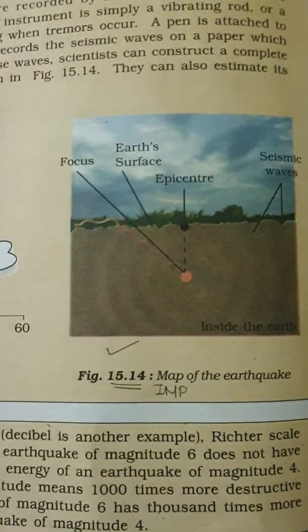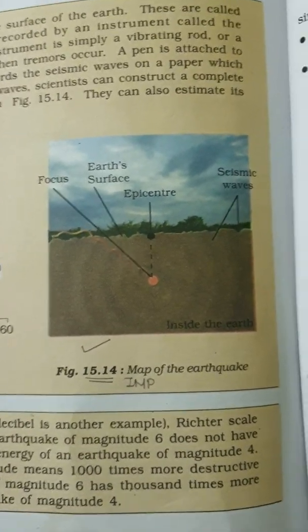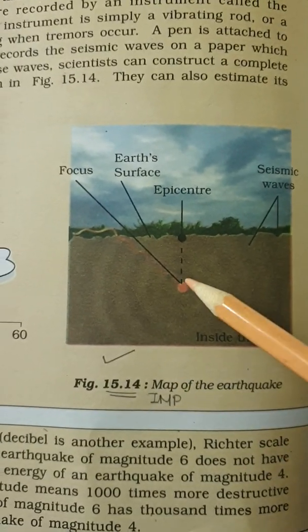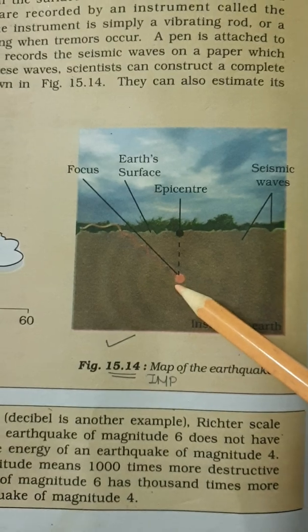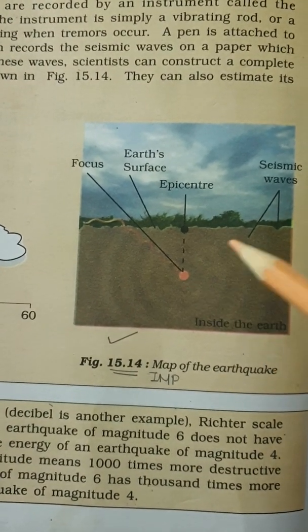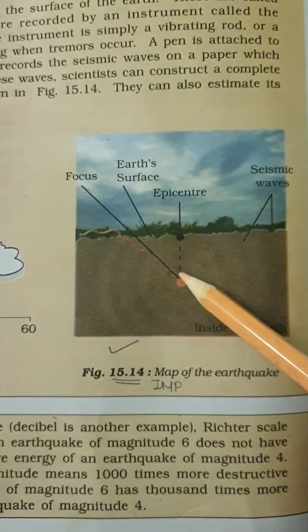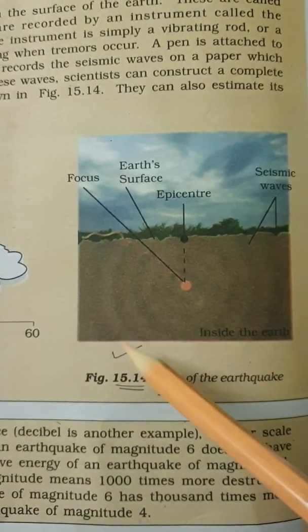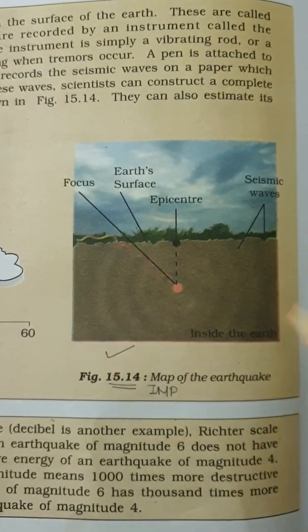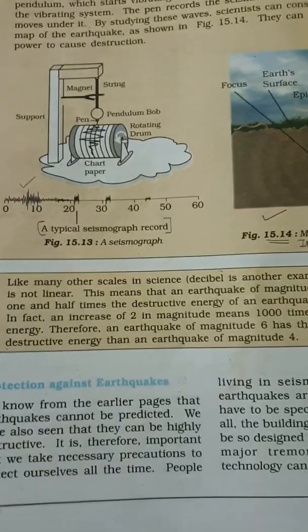Now this figure shows the middle part which is labeled as focus. That is the main point where the earthquake has occurred, or the zone where the fault or tremor has occurred, and you can see the waves coming up to a certain distance. Those are the seismic waves. Now how is it recorded?